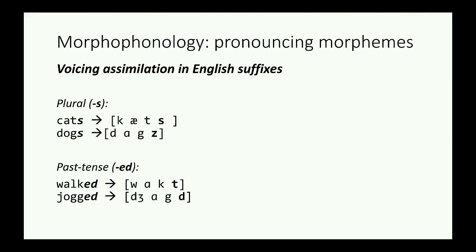Similarly, in the English past tense, walked, jogged, voicing assimilation. The voicing of the morpheme assimilates to the voicing of the thing before it. So these are the kinds of things that phonologists care about. Maybe it's boring. I don't know. We got to stay busy somehow.